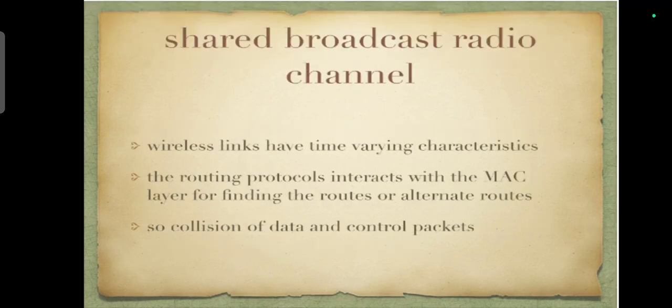The next problem is the error prone shared broadcast radio channel. The broadcast nature of the radio channel poses a unique challenge in ad hoc wireless networks. Wireless links have time varying characteristics in terms of link capacity and link error probability. So the ad hoc wireless network routing protocol needs to interact with the MAC layer to find alternate routes through better quality links. The collision of data and control packets produces congestion, so we can find a path with less congestion.